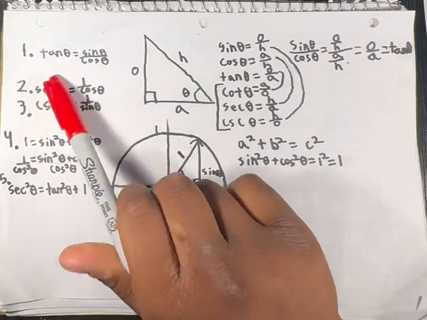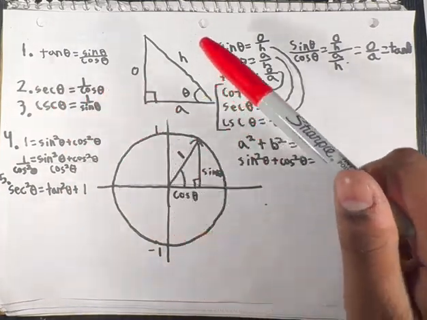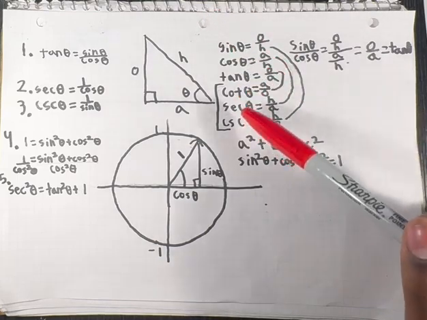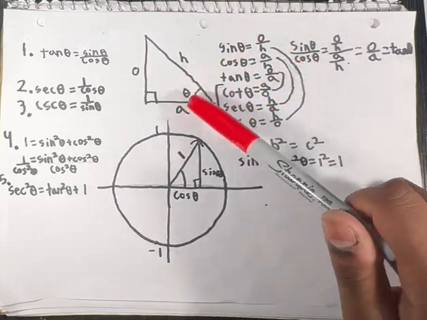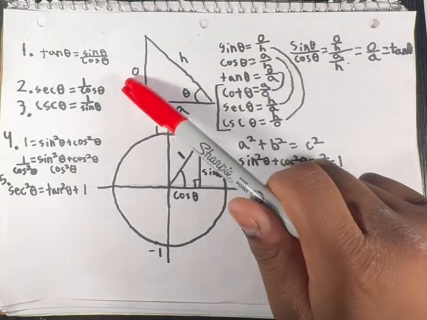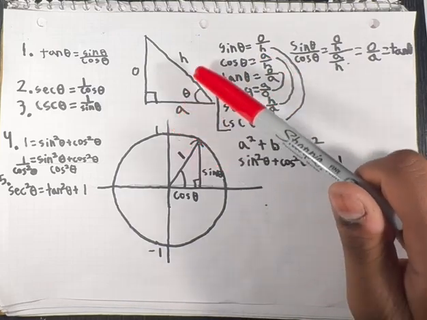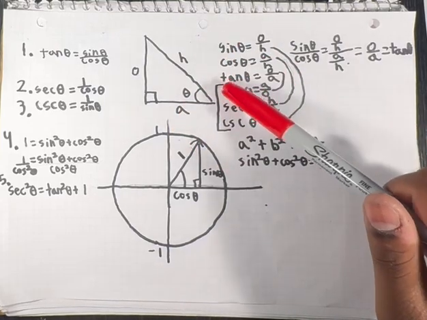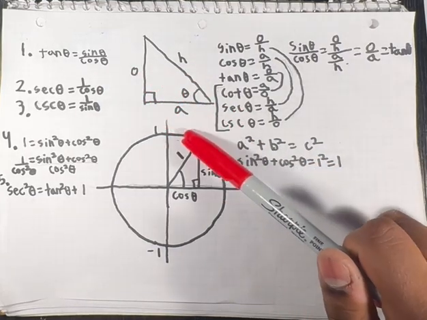So we have tan theta is equal to sine theta over cosine theta. This stems from the trigonometric functions on a right triangle. Sine theta, with an angle theta, will always equal the opposite side over the hypotenuse. Cosine theta will always equal the adjacent side over the hypotenuse. And tan theta will always equal the opposite side over the adjacent side.